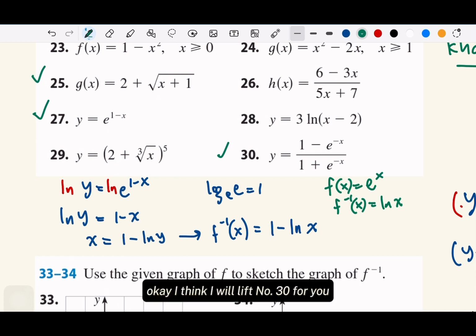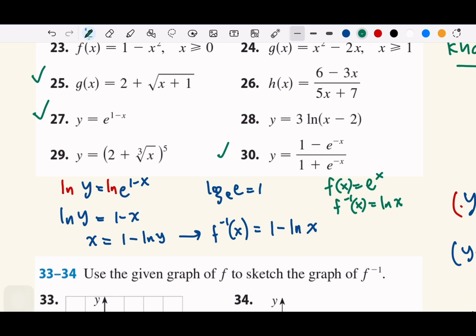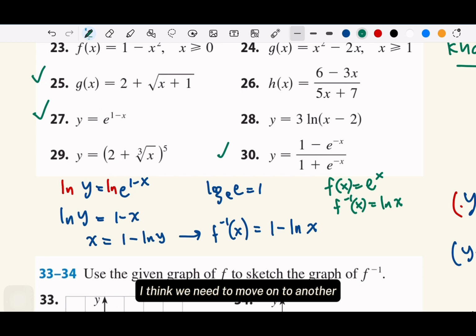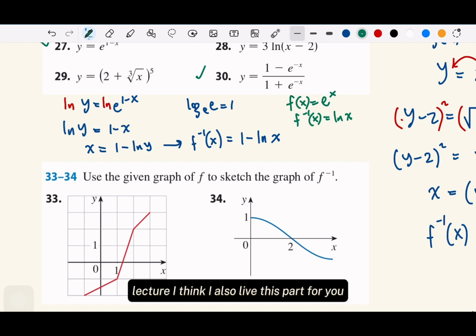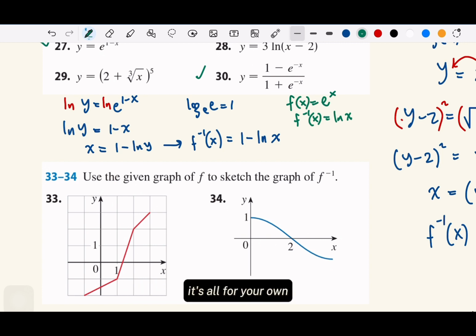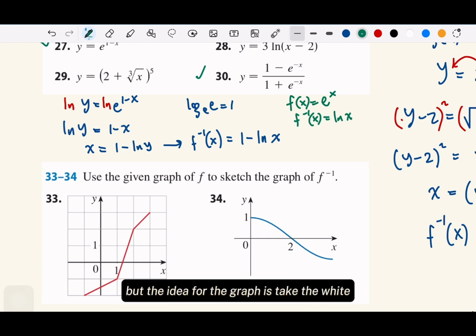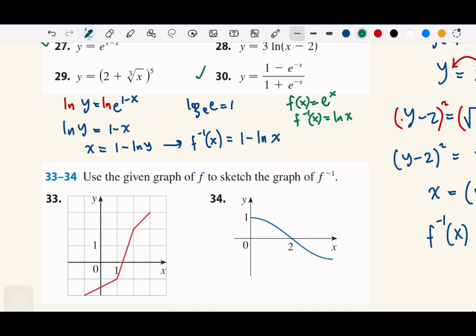Okay, I think I will leave number 30 for you. Try your best to find this inverse. I think we need to move on to another lecture. I also leave this part to you, so you could just take a picture and solve it on your own. But the idea for the graph is to take y equals x and then draw its mirror. And same with this one, take this one, so you have it like that, right?